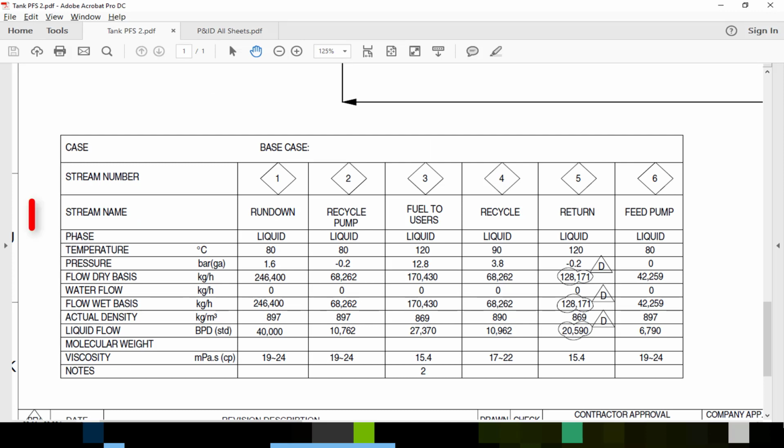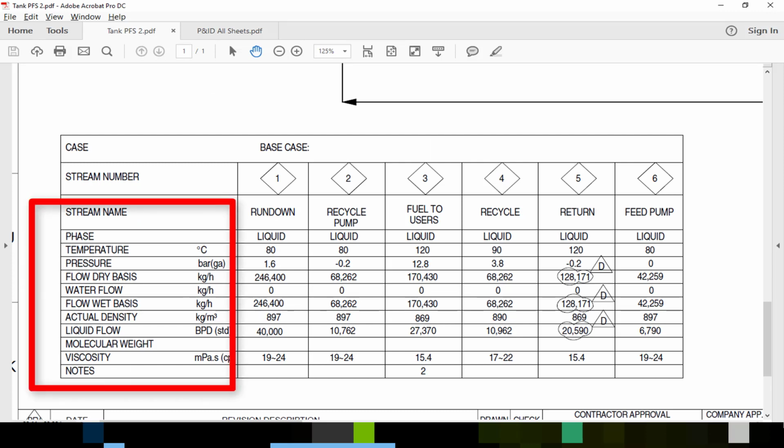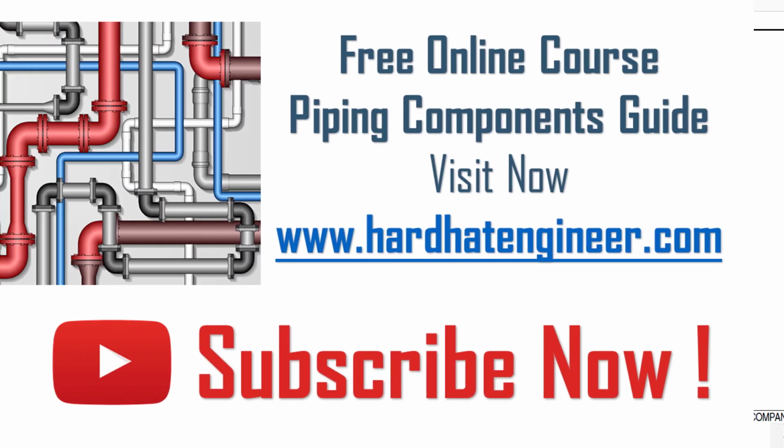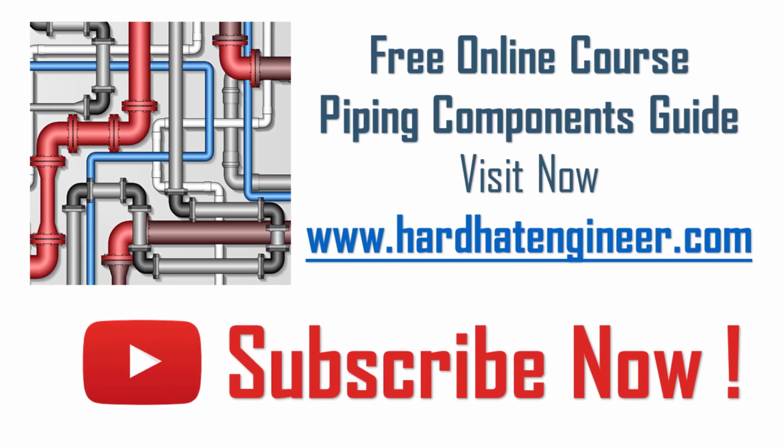Lots of process parameters such as pressure, temperature, flow rate and other details are given in this table. Have a look at it. This is all about PFD. You have learned almost all details that PFD provides. In the next video, I will explain the PNID.